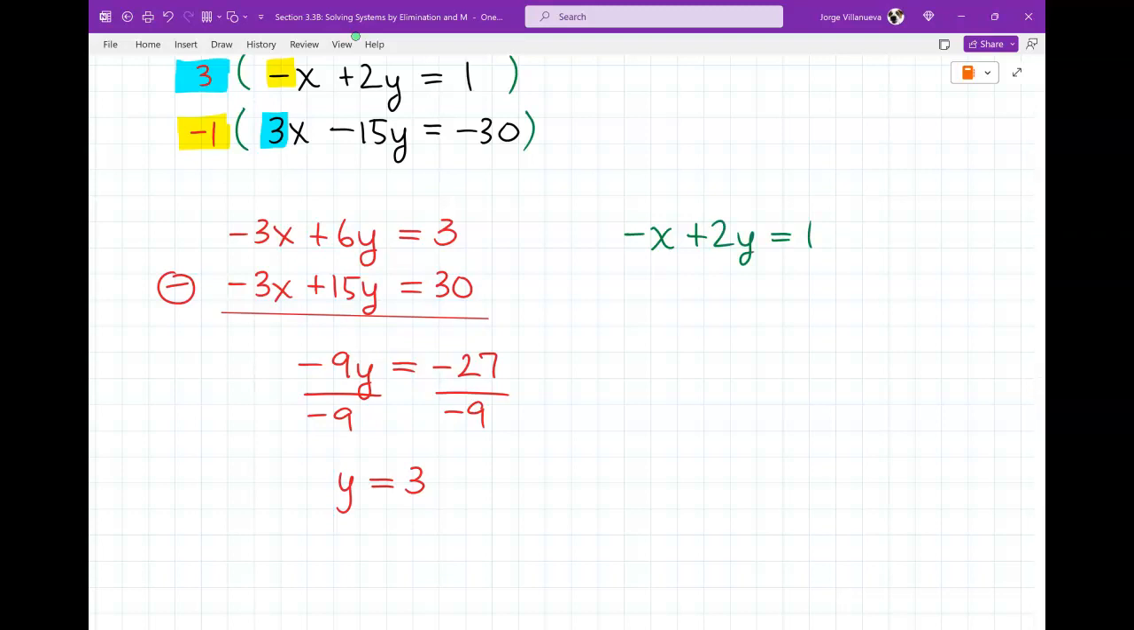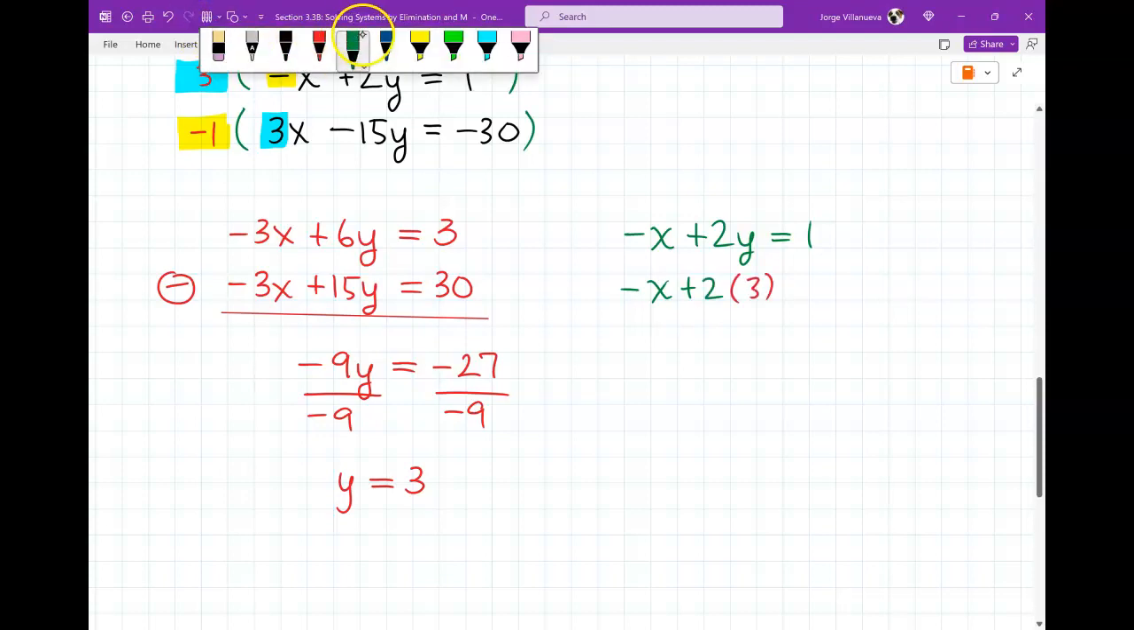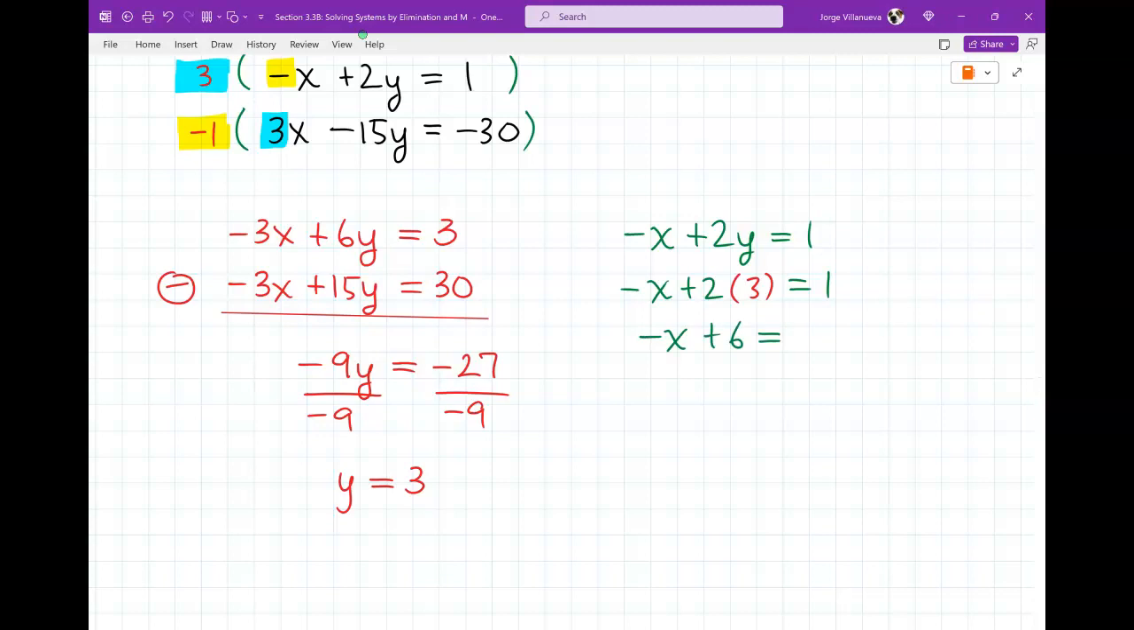The numbers are smaller. I'm going to plug in y equal to 3, so negative x plus 2 times 3 equals 1. So 2 times 3 is 6, so negative x plus 6 equals 1. If I subtract 6 on both sides, I get negative x equals negative 5. I want x to be positive, so let's make it. That means everything has to change signs. So x is equal to 5.